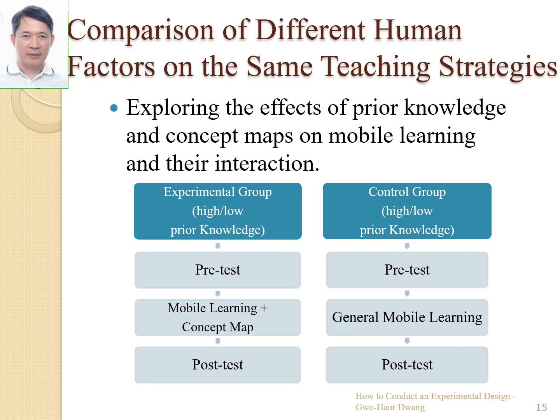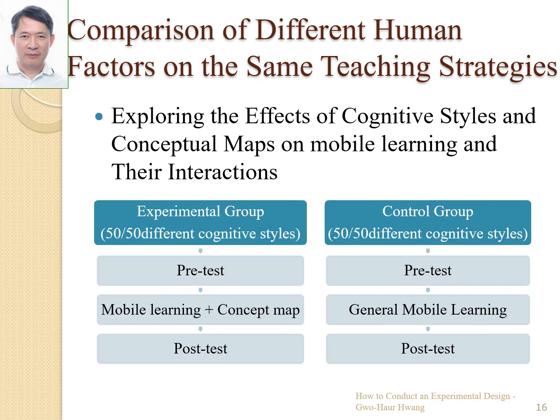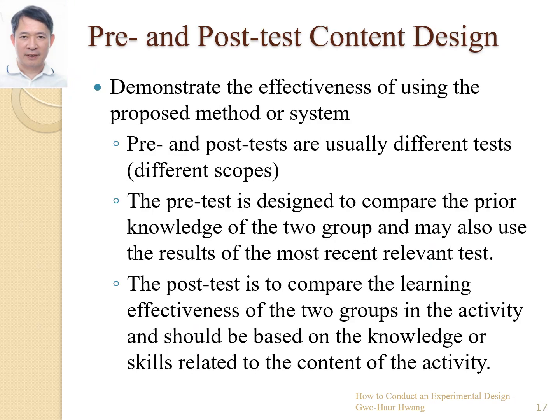For the same thing, we can replace gender with different prerequisite knowledge, such as high and low prerequisite knowledge. A similar analysis can be performed. Of course, you can also replace gender or prior knowledge with different cognitive styles. This is all possible.